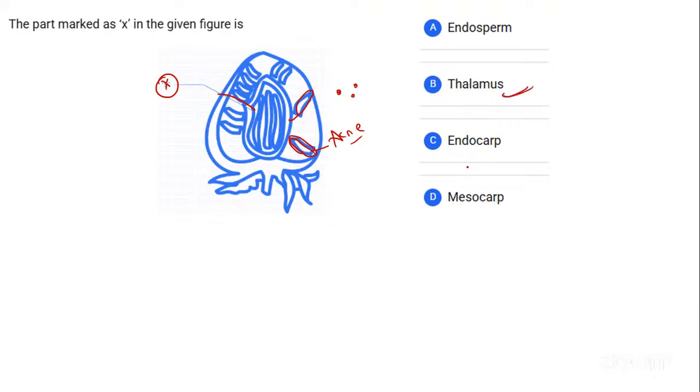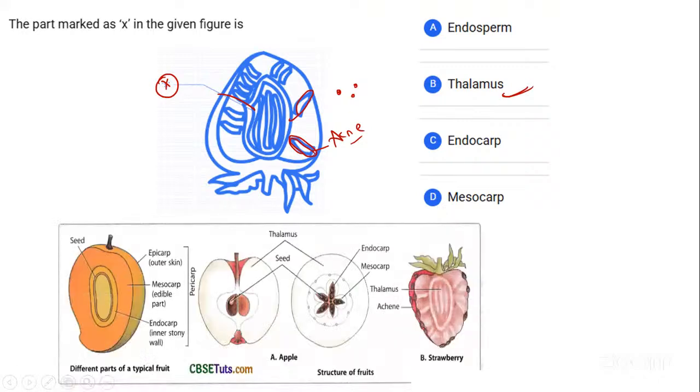The true fruit is the one that develops from the ovary. It is called a true fruit, right? For example, mango. Mango has three layers. The outer layer is called the epicarp, and the middle one, which we eat, we call the mesocarp, and then the endocarp. Endocarp is nothing but what covers the seed. Whenever you make pickle or cut a mango, you get a hard thing right inside. That is nothing but the endocarp. Then apple and strawberry are false fruits because they develop from the thalamus, right?